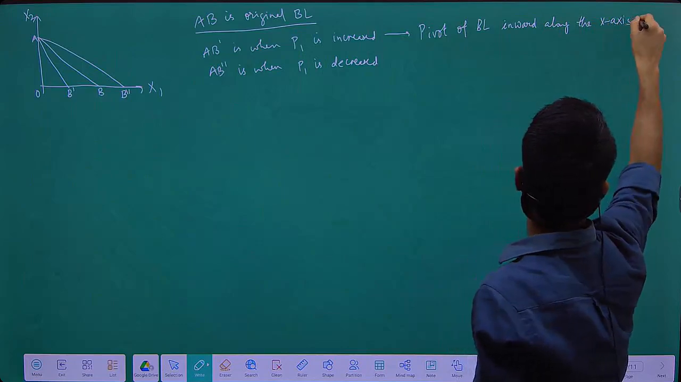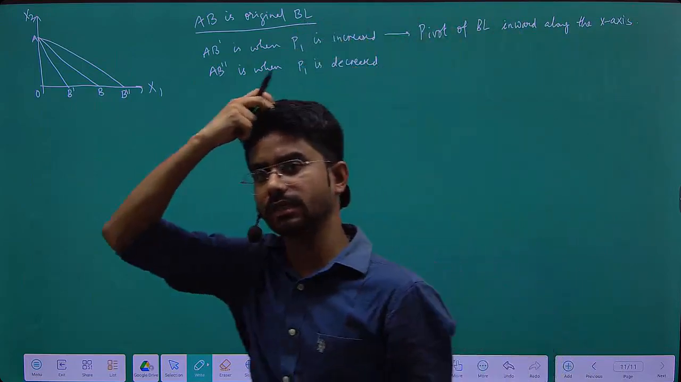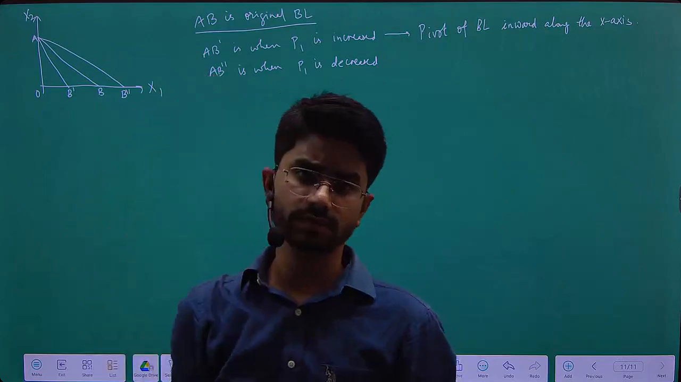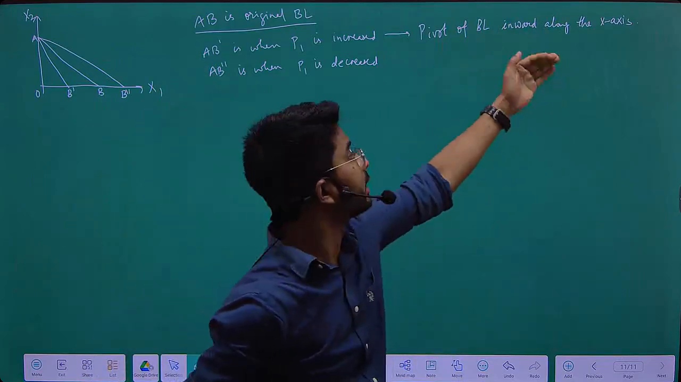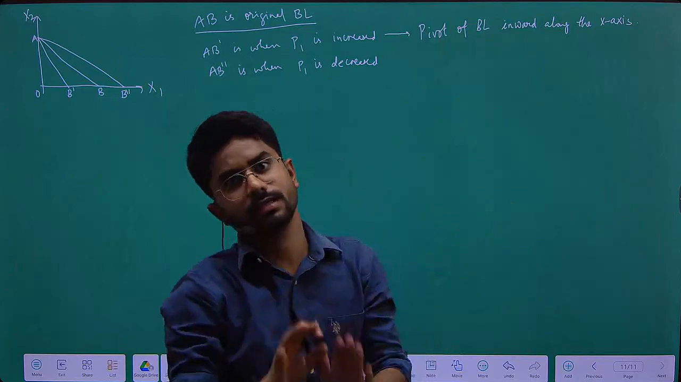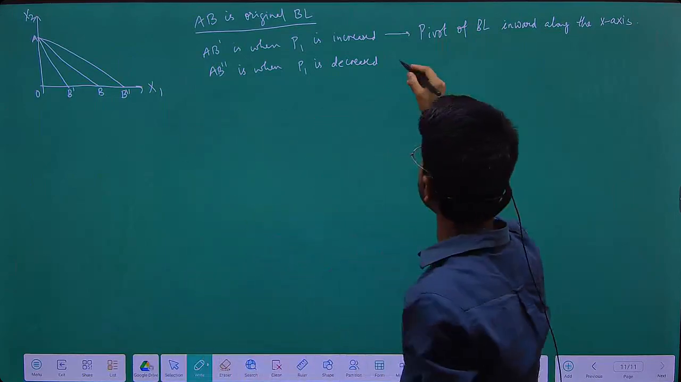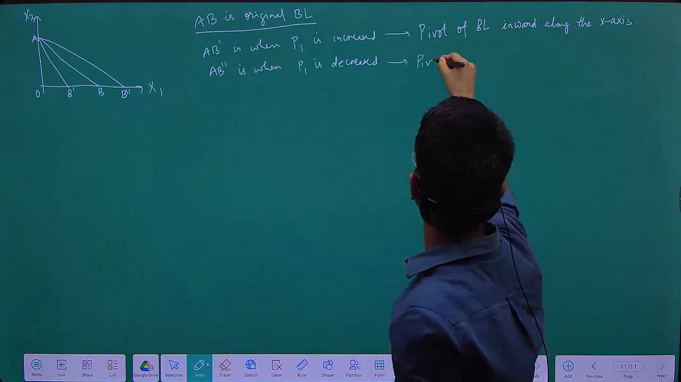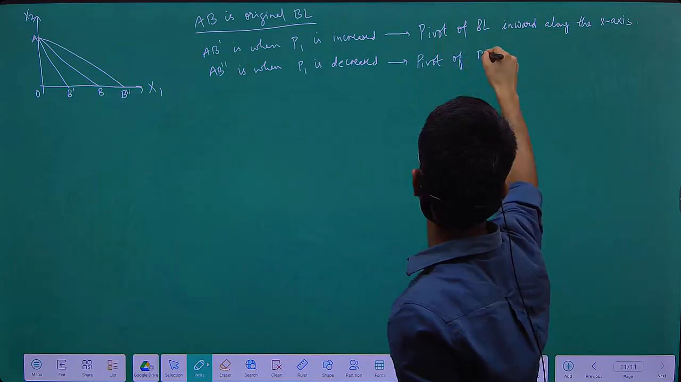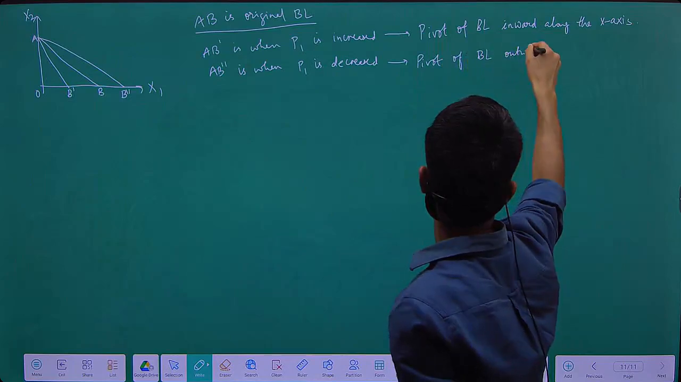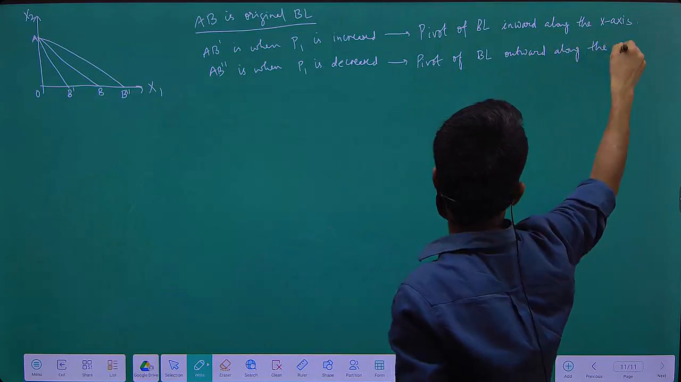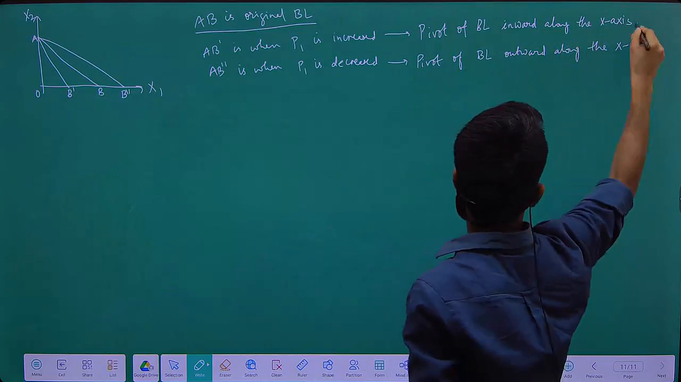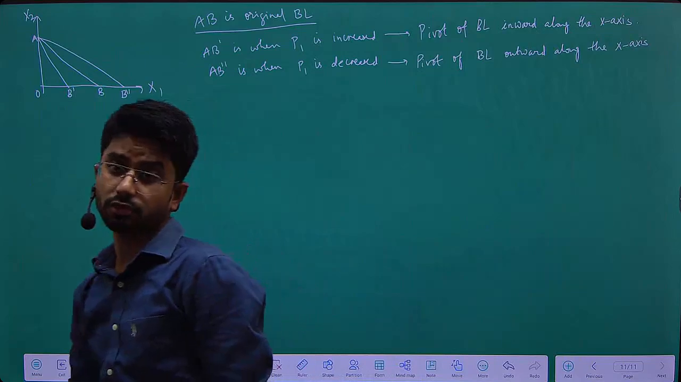So when you would be writing the effect of such changes for the questions, then you would use this word: pivot of the budget line inward along the x-axis. Okay, and similarly here you would use pivot of the budget line outward along the x-axis.